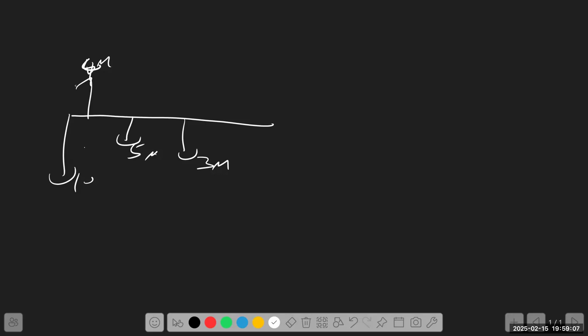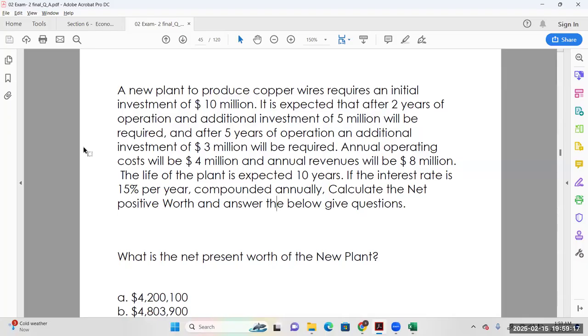How much is the N? N is 10 years. And the interest is 15.